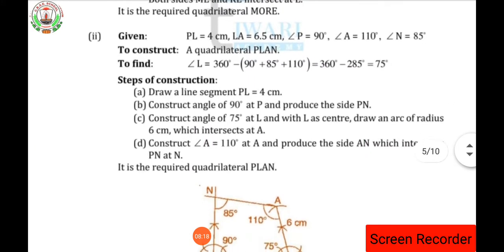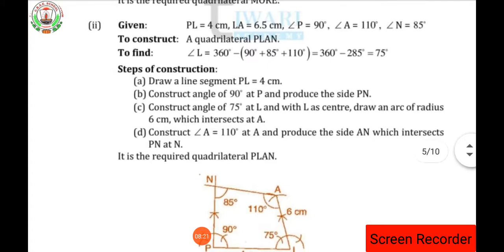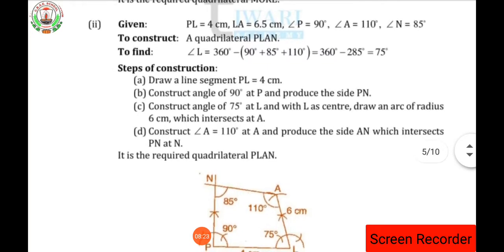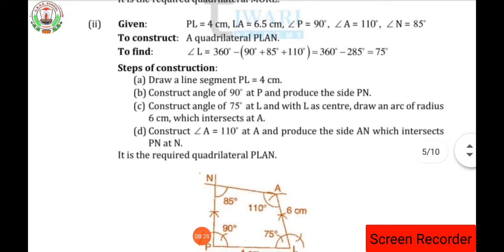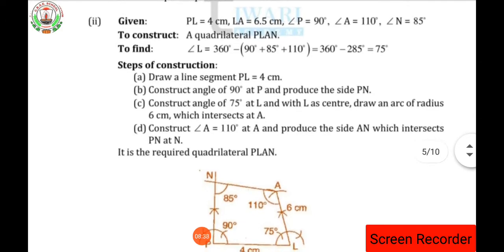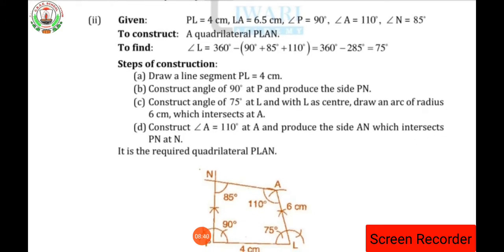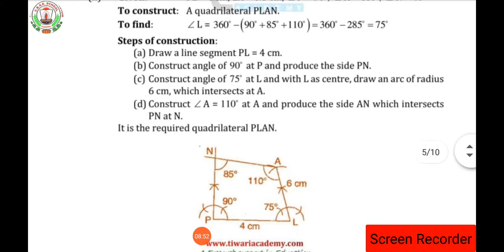What is asked here? We have to draw a quadrilateral. The name of the quadrilateral is PLAN, where the PL measurement is given as 4 cm, LA measurement is given as 6.5 cm, angle P is equal to 90 degree. All of you very well know how to draw 90 degree, 60 degree, 120 degree. These are very easy to draw, and with the help of your rounder you can draw it very easily, isn't it? Now angle A is equal to 110 degree and angle N is equal to 85 degree. This we have to draw. Clear everyone? Now let's see how to do.